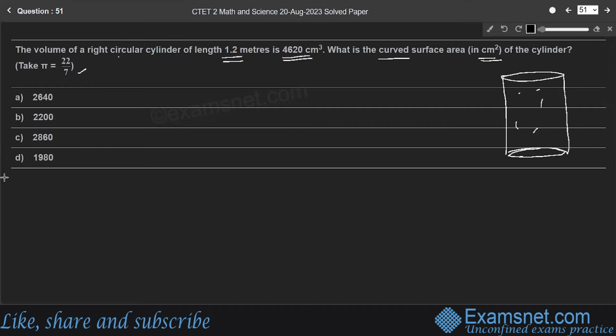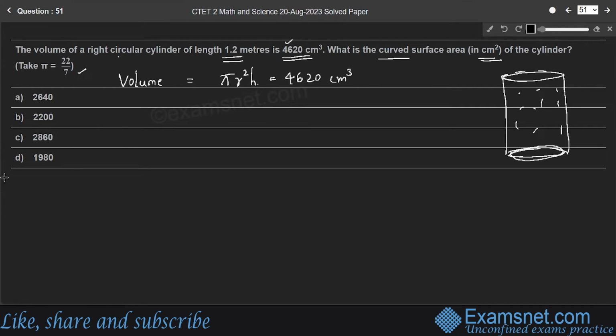Its total volume means the area of the base, right? The area of the base is pi r square. For a circular cylinder, pi r square into its height gives its total volume. Therefore, the volume of the cylinder is pi r square h. It's given as 4620 centimeter cube. So what is the curved surface area?